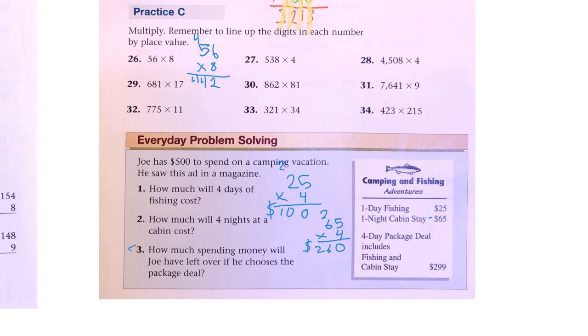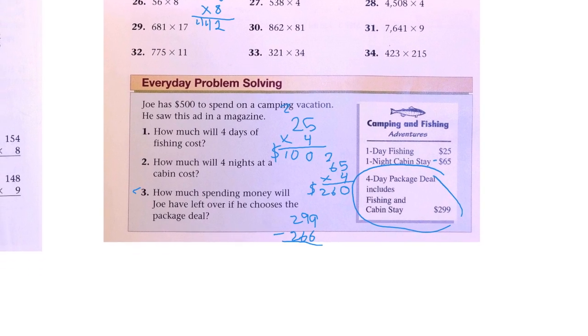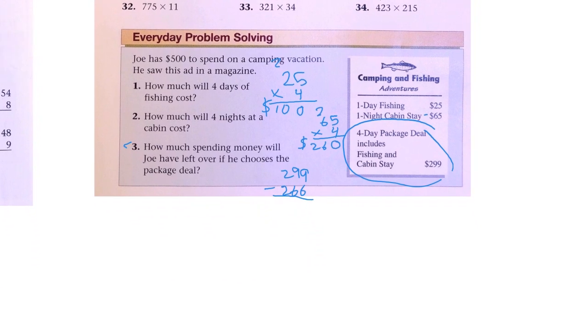Now 3. How much spending money will Joe have left if he chooses the package deal? The package deal is $299. So now, to know the answer to that, we can find the difference. So 299 minus 266 is $33. So you'll have $33 left if you take the package deal.